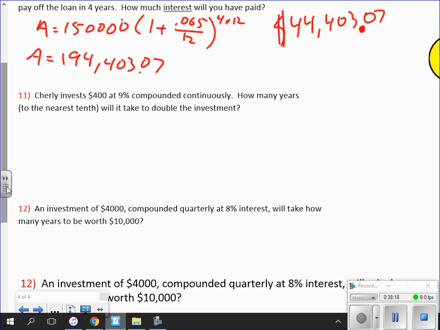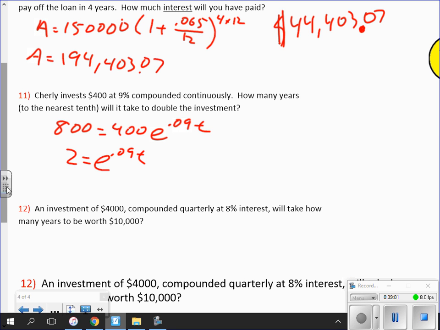Okay, next one. Cheryl invests $400 at 9% compounded continuously. How many years to the nearest tenth will it take to double the investment? I like doubling problems. Let's set it up. If she invests $400, what's twice that? $800. So $800 is equal to 400, and it says continuously, so that's e to the 0.09t. What's my first step? Divide both sides by 400. So you get 2 equals e to the 0.09t.